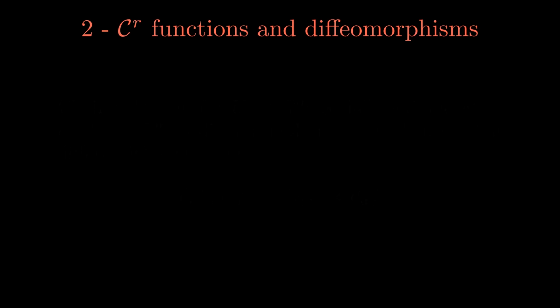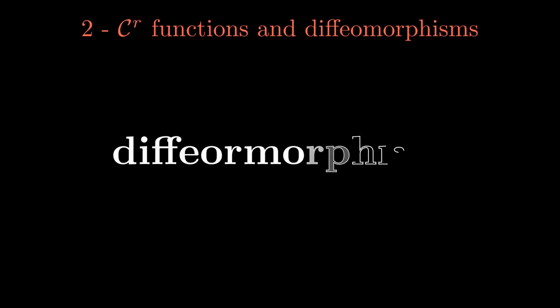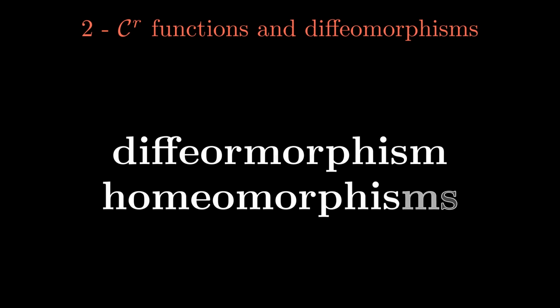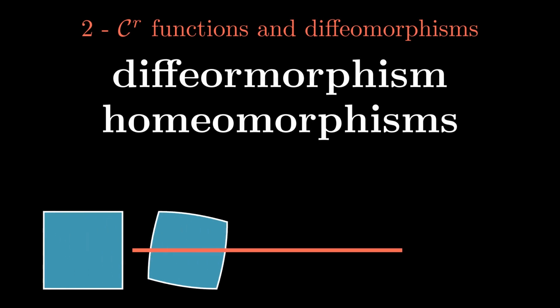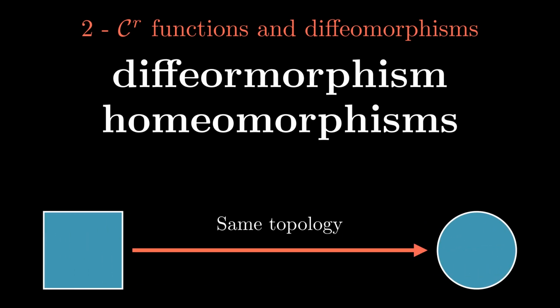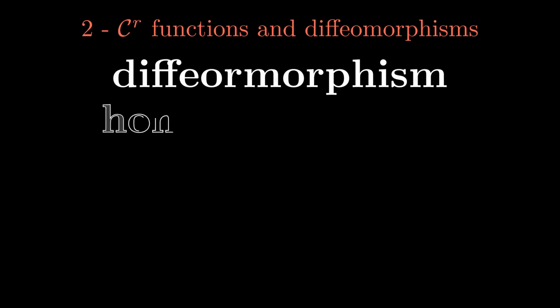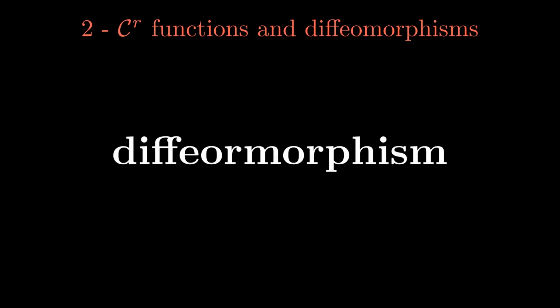Okay, the next concept we'll tackle are diffeomorphisms. They are the differentiable equivalent of homeomorphisms, maps that preserve the topological properties of spaces. A diffeomorphism preserves even more the differentiability-related properties of spaces. The formal definition is as follows.